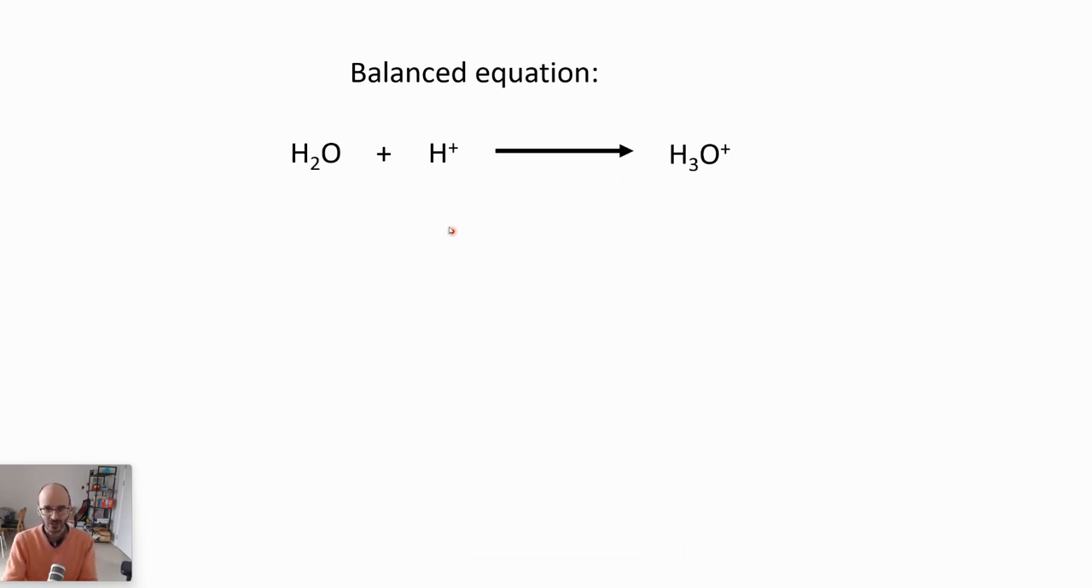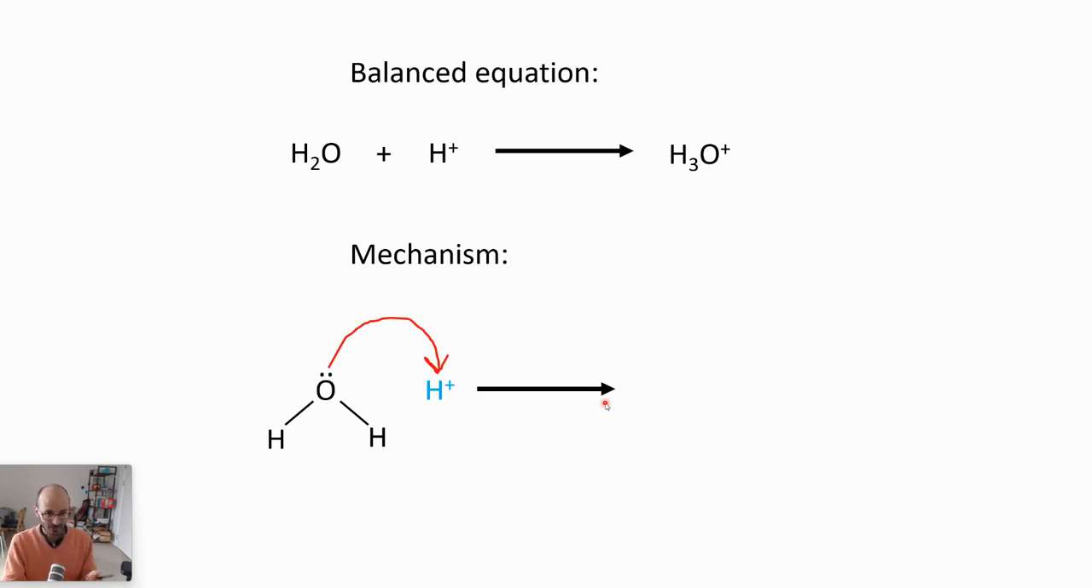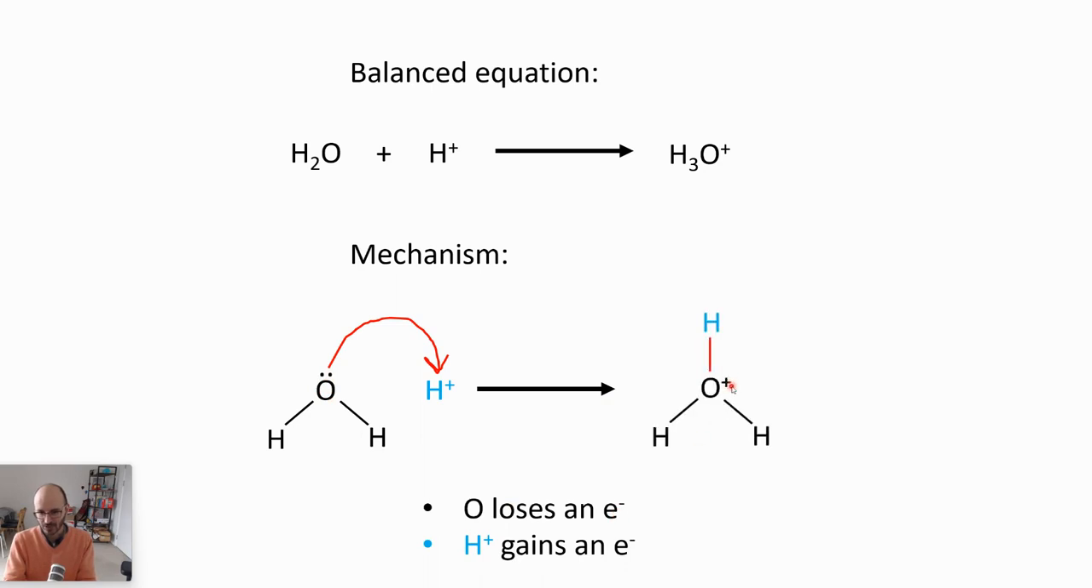Second balanced equation, we are going to draw the mechanism. You want to give it a go, try, see what you get. It's really similar to the mechanism before. It's the same curly arrow, but because the oxygen is neutral, when it loses one electron, it becomes positive. And the hydrogen is exactly the same. It goes from positive to neutral.